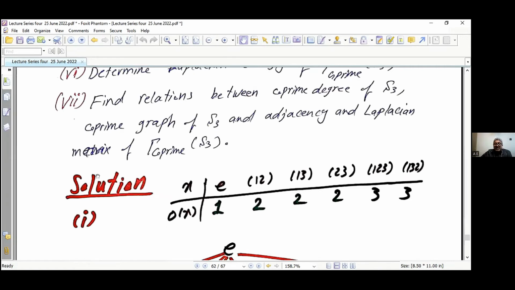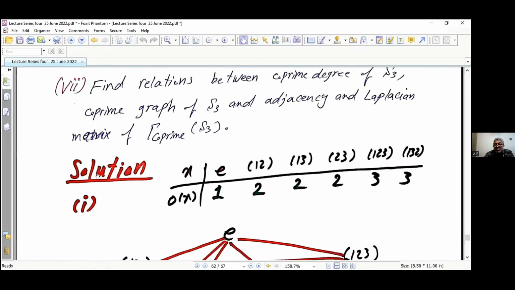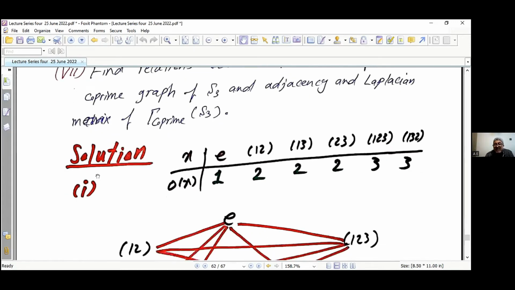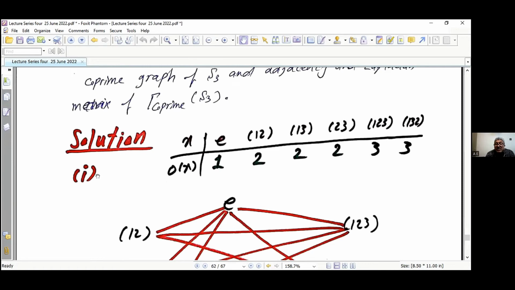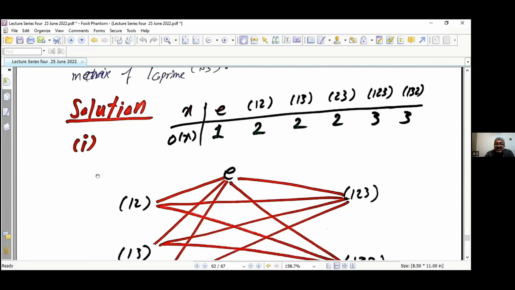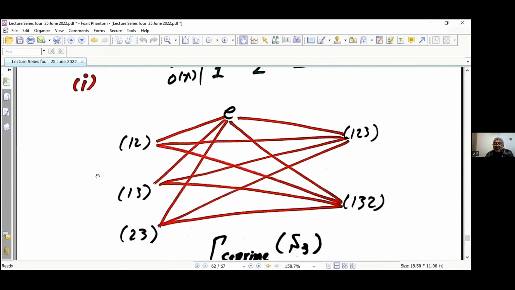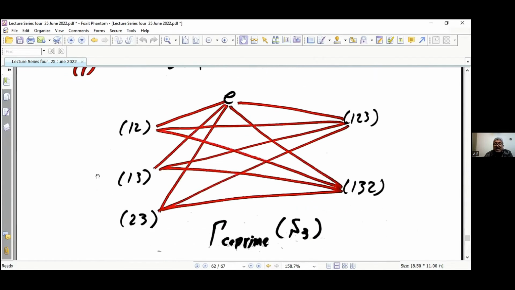For number one, we draw the coprime graph. So you can see we have 6 elements. The order of identity is 1. The orders of (1 2), (1 3), and (2 3) are 2. And for (1 2 3) and (1 3 2), the orders are 3. Now here is the coprime graph for S3.